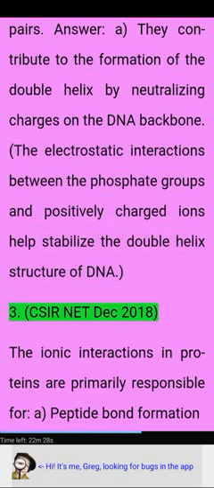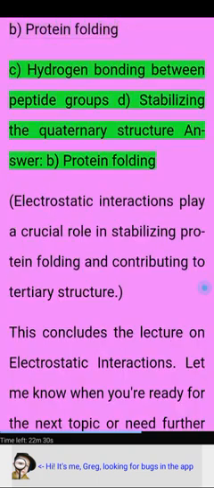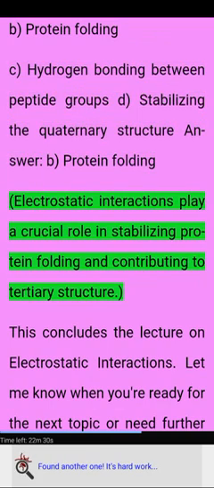3. CSIR NET December 2018. The ionic interactions in proteins are primarily responsible for: A. Peptide bond formation. B. Protein folding. C. Hydrogen bonding between peptide groups. D. Stabilizing the quaternary structure. Answer. B. Protein folding. Electrostatic interactions play a crucial role in stabilizing protein folding and contributing to tertiary structure.